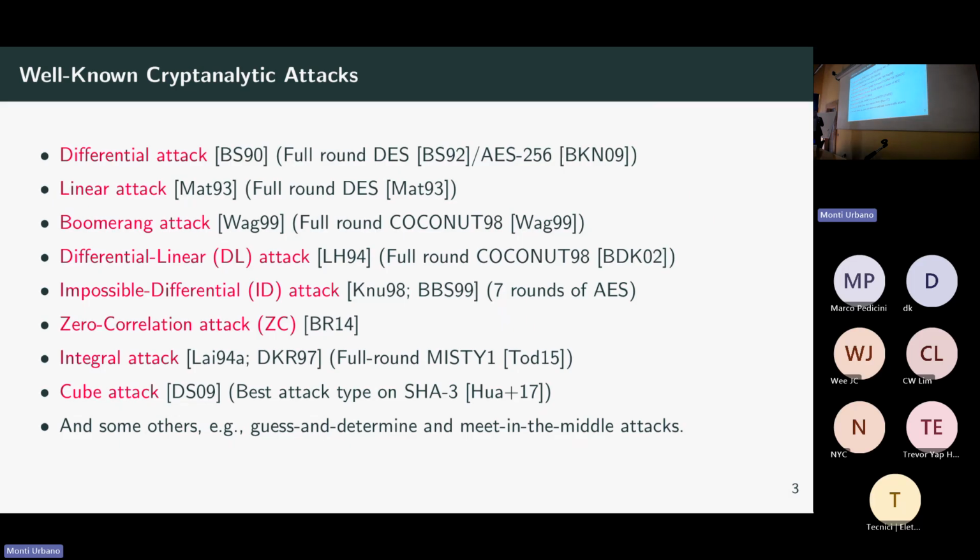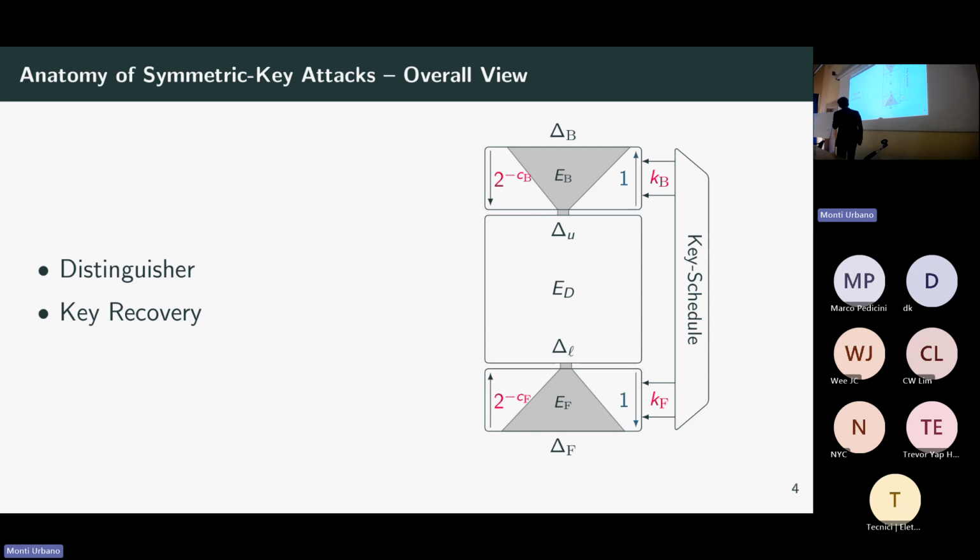Let's first take a look at the anatomy of symmetric key attacks. We talked about a bunch of the attacks since this morning, for example differential attack, linear attack, boomerang, zero correlation, and so on. But what's common between them? Almost all of these attacks follow almost the same anatomy, as you can see in this shape. They have two phases, the distinguisher phase and the key recovery phase.